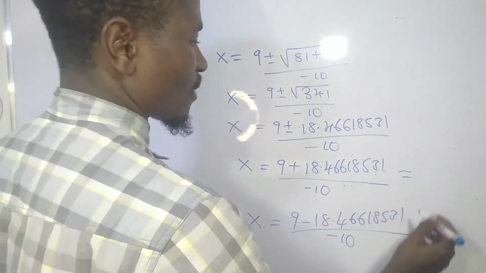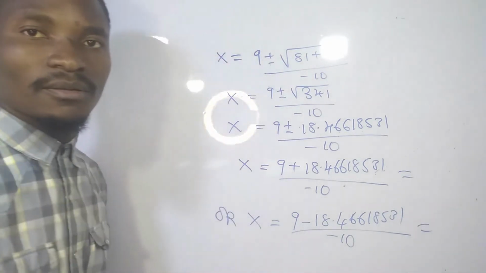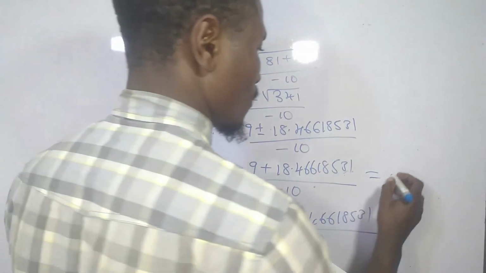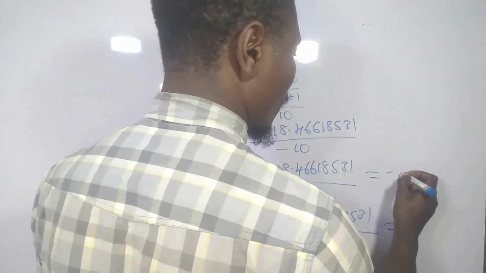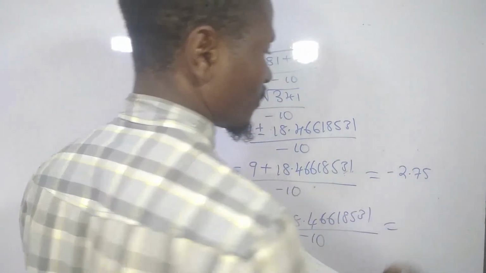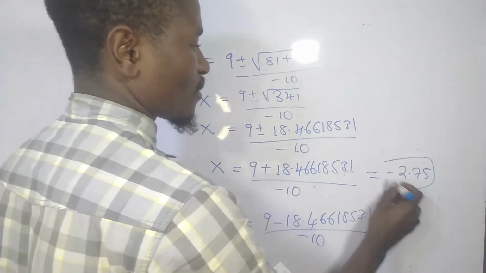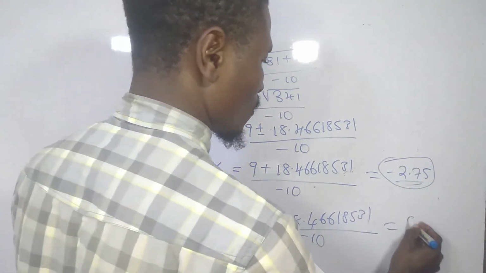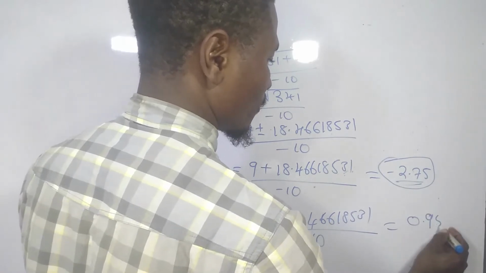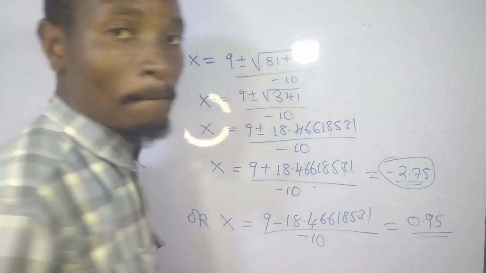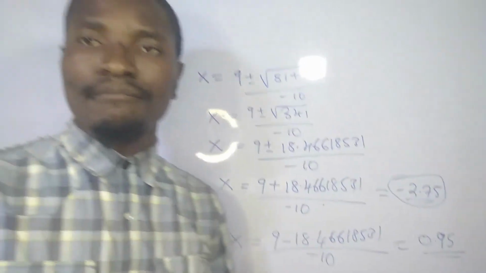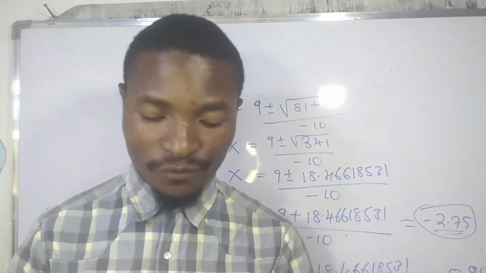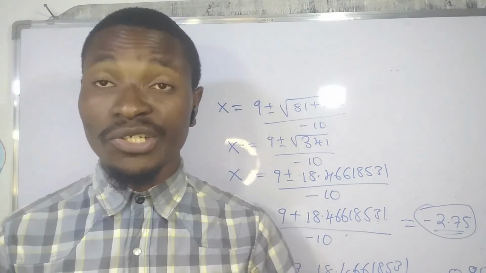So the answer is there. Okay. The answer there is going to be negative 2.75. Okay, this is the answer. And then this one is going to be 0.95. Okay. So make sure that you don't round off the numbers before you reach the final stage.